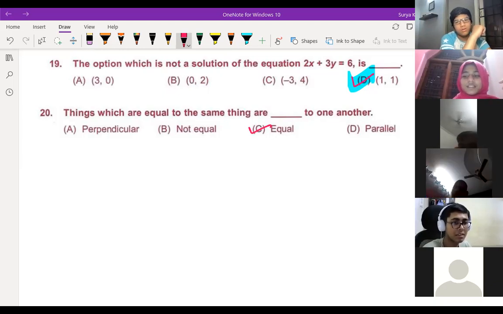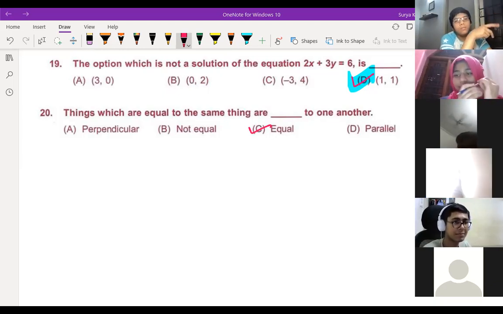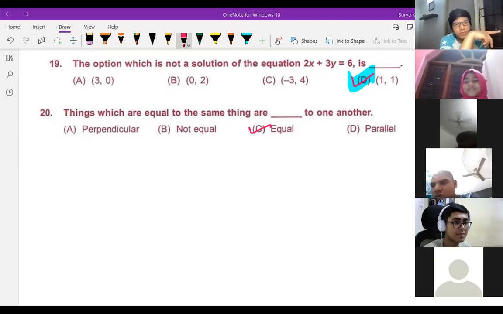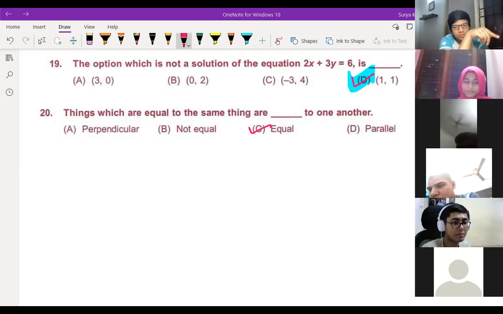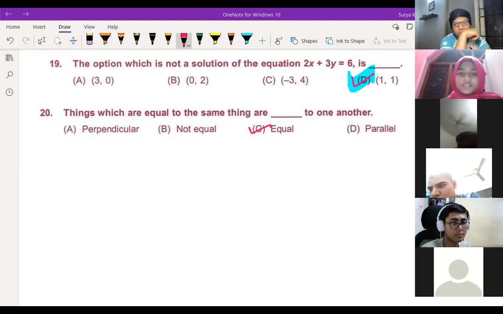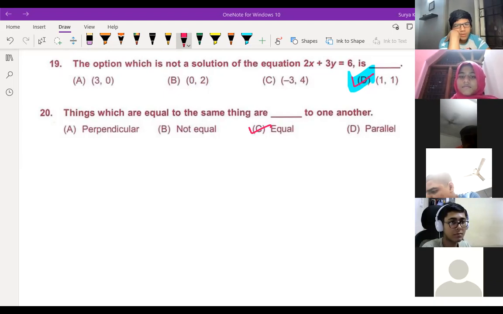So total, how many questions are there in this chapter? If A is equal to B and B is equal to C, then A is equal to C. Here also we have the same 40 questions only. So next class I think we can finish this chapter also.